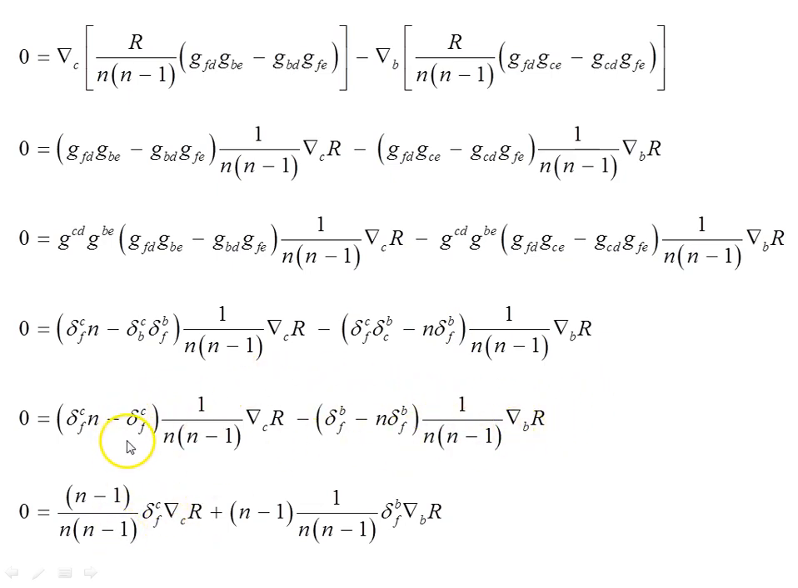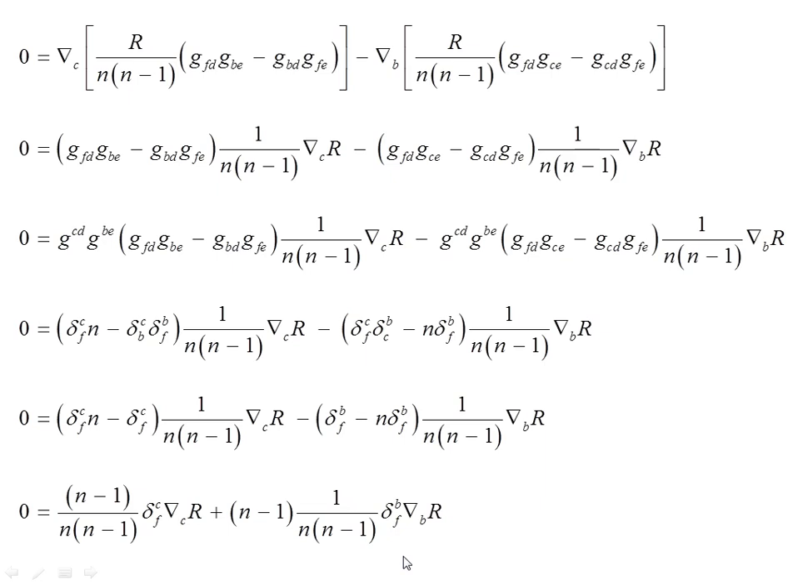Next line down, let's factorize out. See how that's Kronecker delta CF, Kronecker delta CF, and n minus 1. So let's take the Kronecker deltas outside here, and we're left with n minus 1 on top there. Over here, Kronecker delta BF, Kronecker delta BF, let's factorize that out, here it is, and we're left with minus 1 minus n, and we can rewrite that as plus n minus 1 over that.